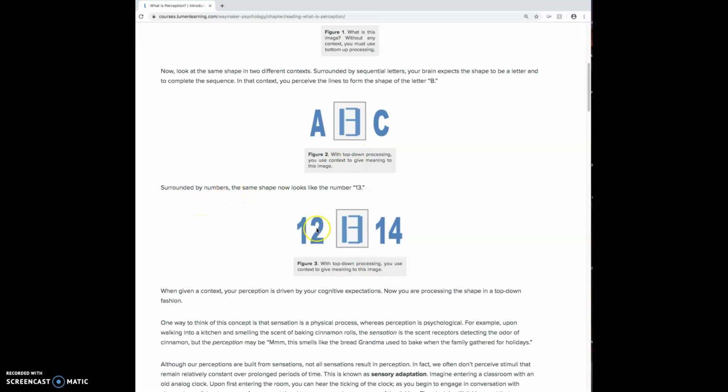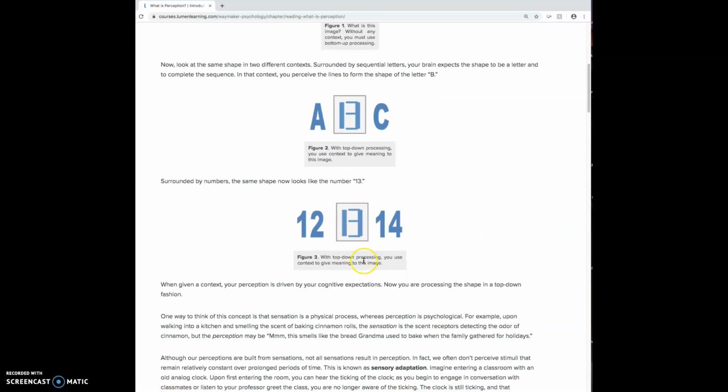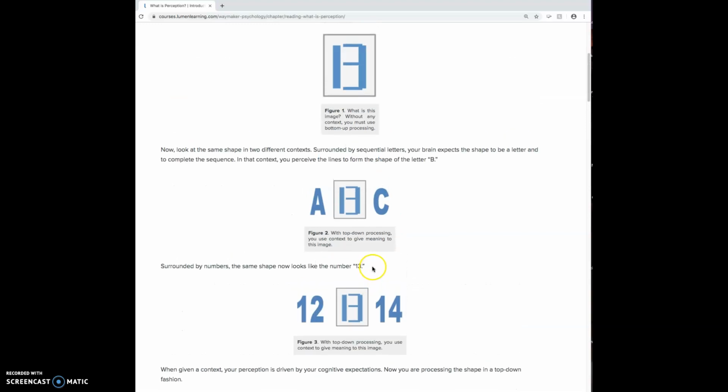Now, when you surround it with numbers, same thing. It looks like a 13. This context will tell you it's a 13. So context is an important thing when it comes to perception. When given a context, your perception is driven by cognitive expectations. Now you are processing the shape in a top-down fashion. Okay, so context is a big thing. So I hope this really helps us understand the difference between top-down and bottom-up processing.